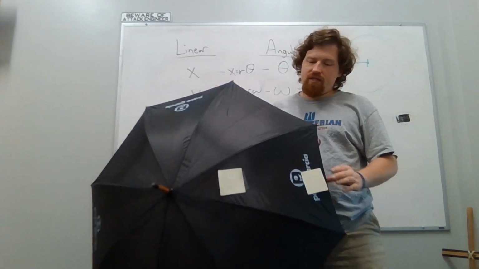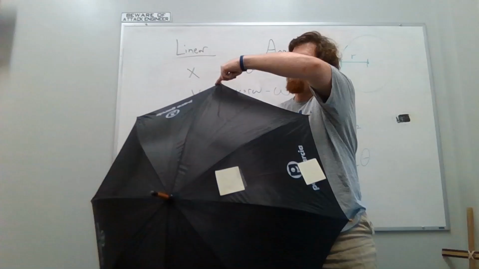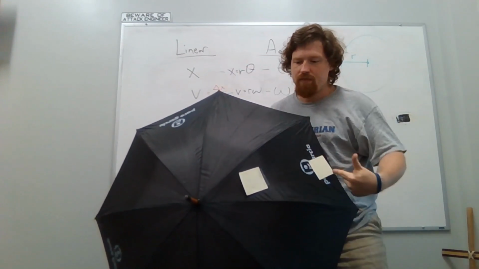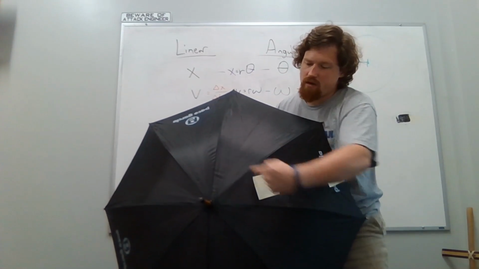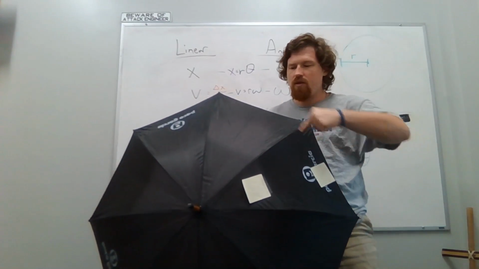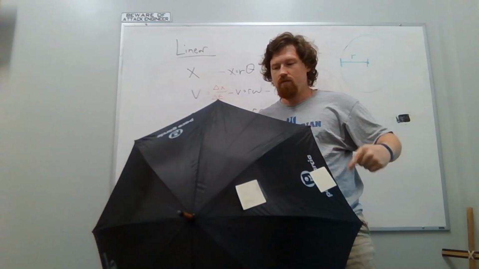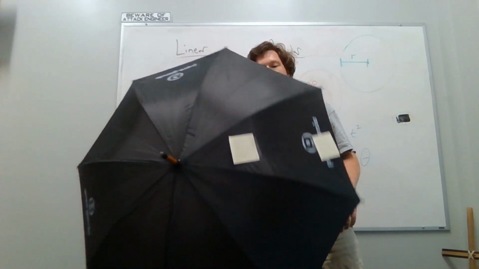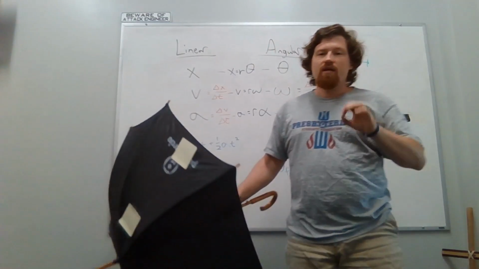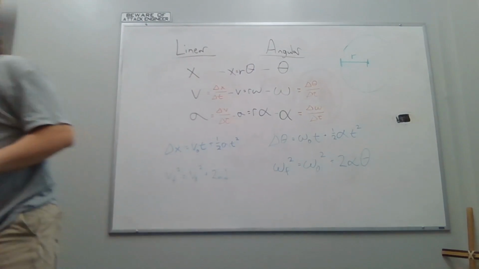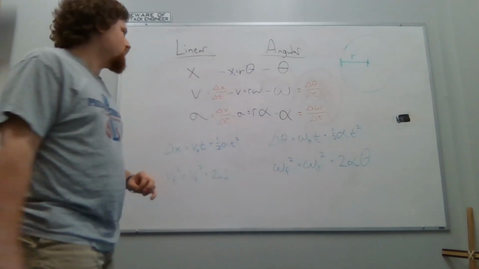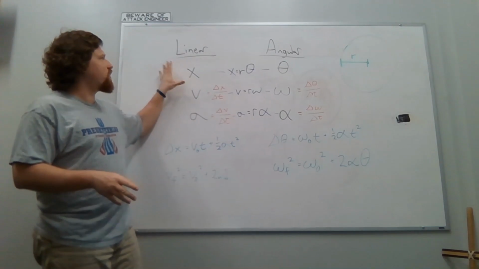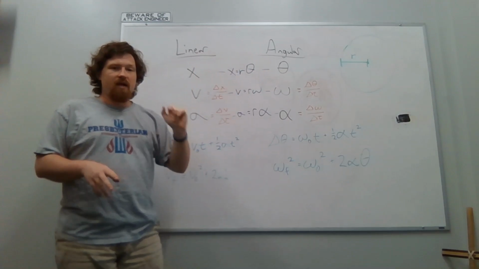notice the distance this sticky note traveled from here to here is greater linearly than the distance this sticky note traveled from here to here. This distance is much smaller than this distance. So even though their angular rotations are the same, angular displacements are the same, they have different linear displacements. And it's all because of their radius. So, knowing your radius of rotation is important because it will help you translate linear to angular and vice versa.